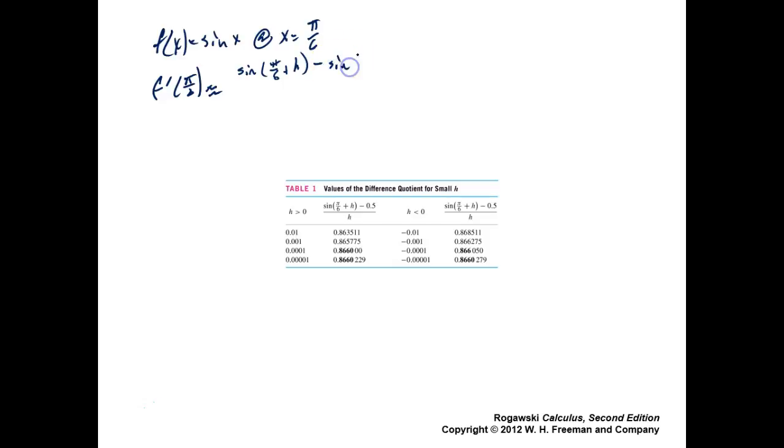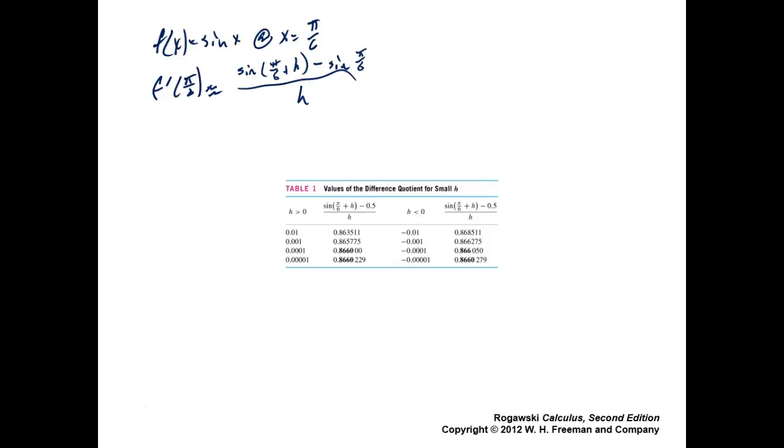Sine of pi/6. Okay, not h, but pi/6 divided by h. Why h? This is the difference in your function, the y values, this and this. And this is the difference in the x value, the difference between this and that. Pi/6 plus h minus pi/6 will be h.